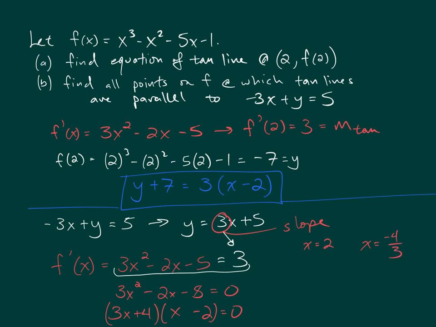Then in order to find the corresponding y values, right, because we're looking for points on the function. That's up here, the original function. So we would have to take 2, substitute it back up here. That would give us -7. We did that already right here. So we would have an ordered pair of 2, -7. That's one answer. And if you take -4/3 and put it back up here into this equation, you'll see that y is 41 over 27.